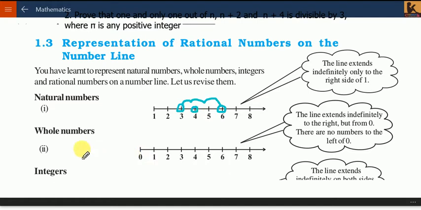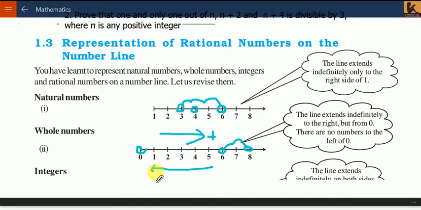Now what about whole numbers? Whole numbers start from 0 till infinity. If I ask you to denote 0, you can easily show that this is 0. Now if I ask you to denote 6, this is 6. 6 plus 2 is 8, and 1, 2, it will move towards this. Whenever we add something to a number on a number line, we move towards the right. When we add, we move towards right, and when we subtract, we move towards left.